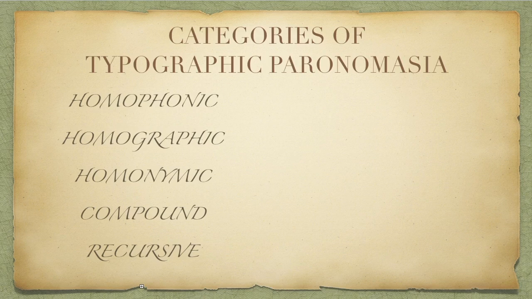Today we are learning typographic paronomasia. And in this case, there are 5 different categories of paronomasia. And they're called homophonic, homographic, homonymic, compound, and recursive, alright?